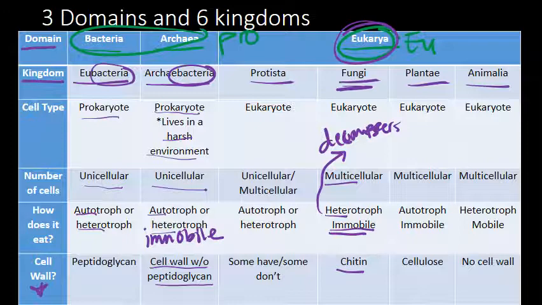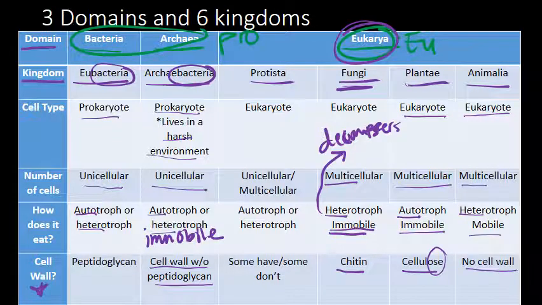Alrighty, our next one is going to be plantae. For plantae, again, eukaryotic, multicellular, autotrophs. They make their own food, they're immobile, and they have a cell wall made out of cellulose. Remember, if the word ends in OSE, it is going to be a sugar. Our last one that we're going to talk about right now is going to be Animalia, eukaryotic, multicellular, heterotrophic. We have to eat stuff. We are mobile, and we have no cell wall.